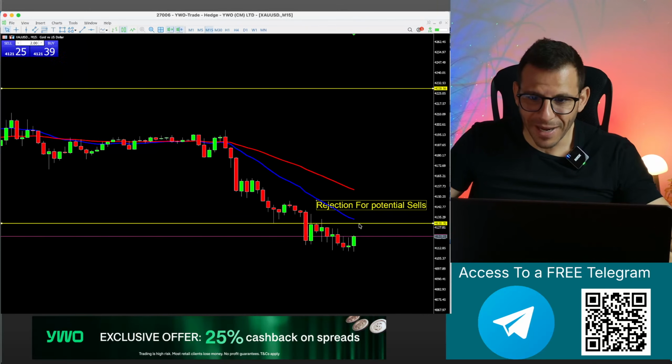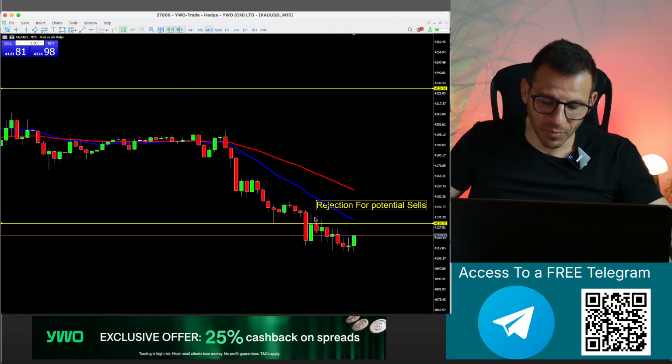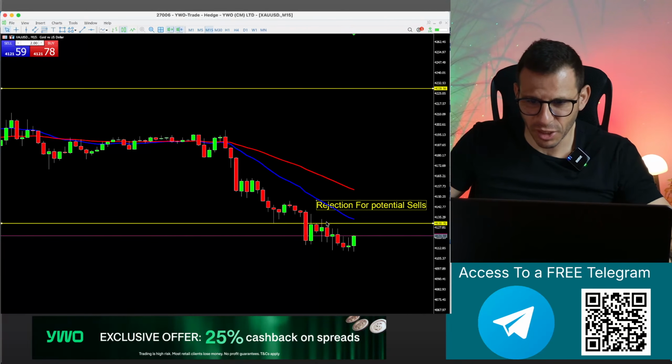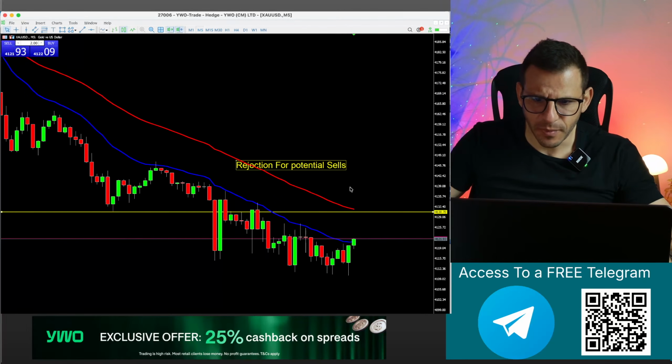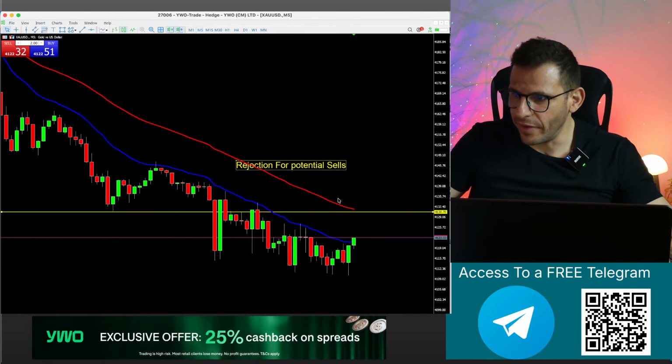If we break above this key level, we will check the market. We will check the price action actually to see whether on the lower time frame, like the 5-minute chart, we can get some higher highs and higher lows.